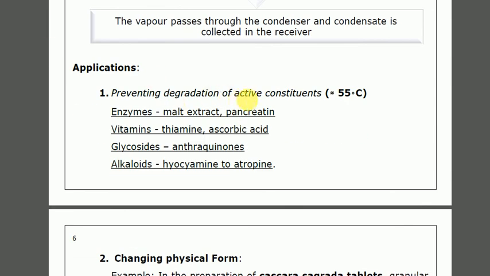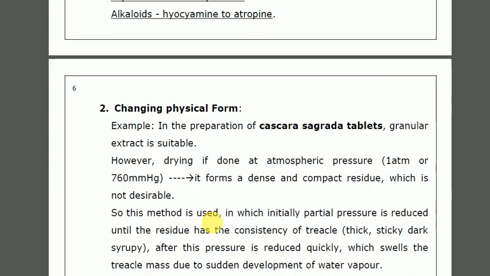What is the application? Prevent degradation of active constituents. We have taken examples like 55 degrees Celsius; at 55 degrees Celsius they decompose. Lower than that, we can use this vacuum for enzymes, vitamins, glycosides, alkaloids.